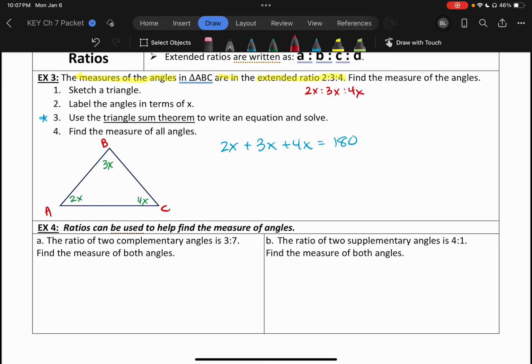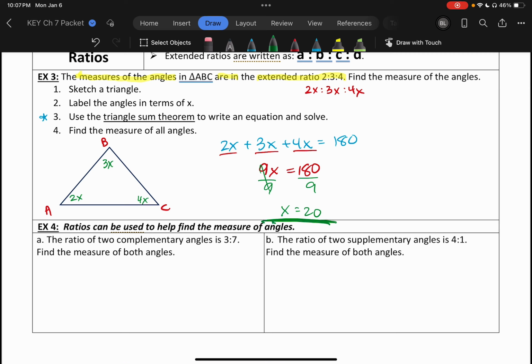If I want to start solving for x here, when the x's are on the same side of the equation, you can combine these like terms. So I have 2x plus 3x plus 4x. 2 plus 3 is 5, plus 4 is 9x. So I have 9x is equal to 180. Now to solve for x, all that's left is to divide by 9. We get that x is equal to 20.